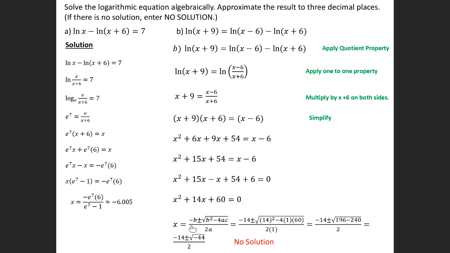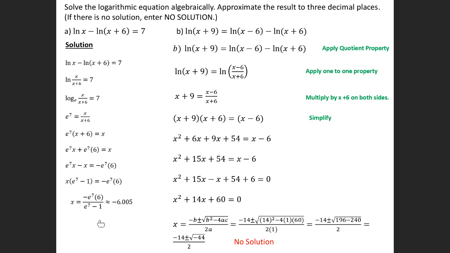The quadratic formula. So I wrote it here. But if we enter all the values here, my b is 14, and then my a is 1, and c is 60. Notice what happens. Okay, so let me just come here. We get a negative 44. So since we have a negative in the square root, then that's going to be an imaginary solution. So we say that there's no solution. Okay, so no solution.